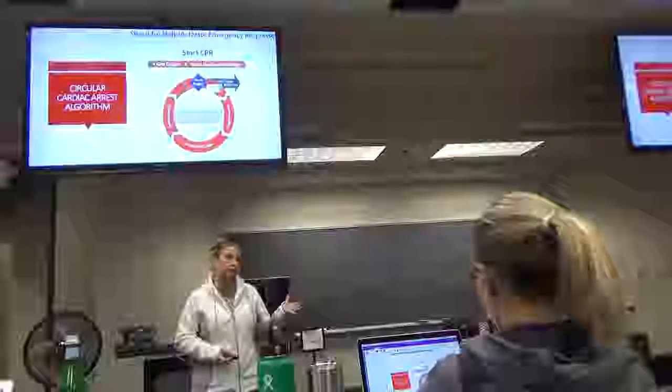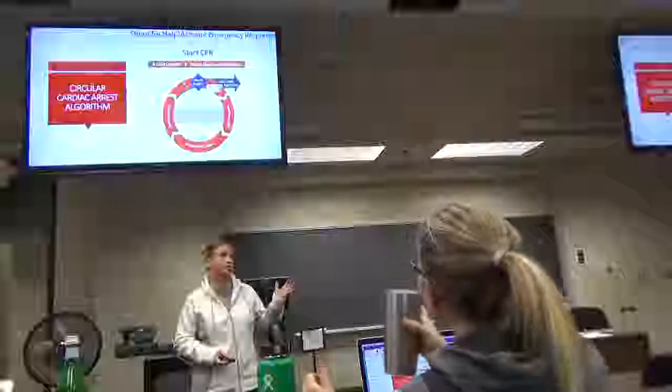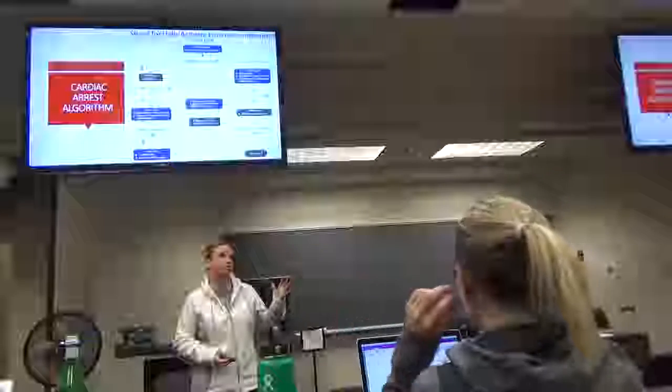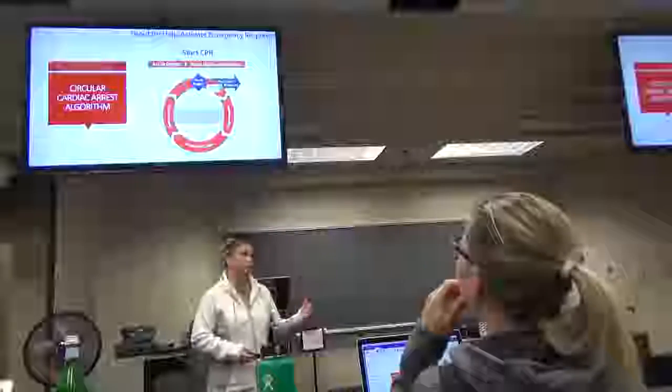A circular algorithm, if people learn off the pictures, and then there's the regular algorithm, which is just a lot of words and boxes. So I put both of them on there.